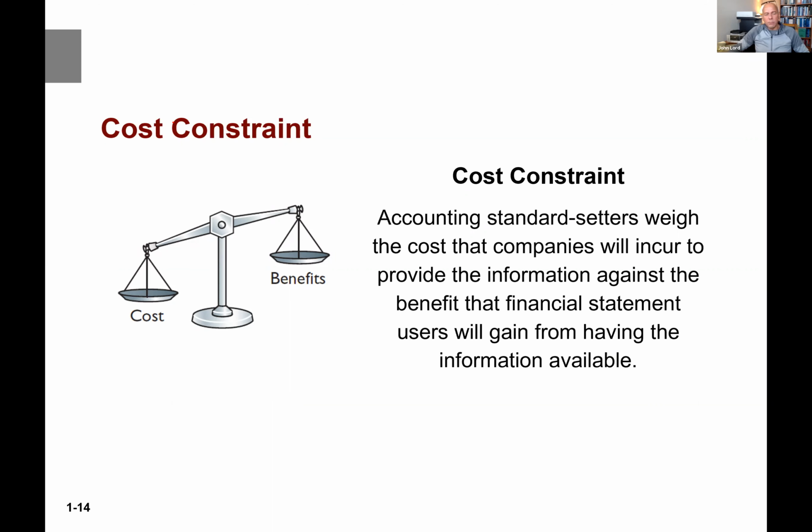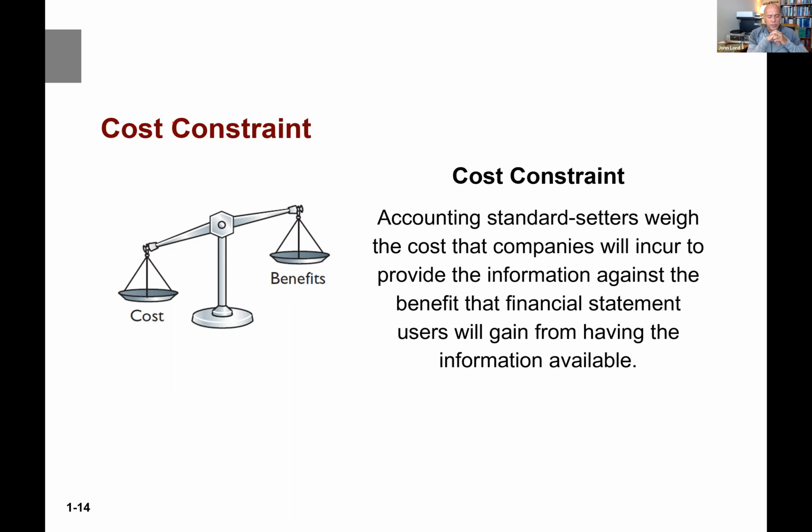And when they're making their decisions about whether to pass a standard, they ask, is the cost to a company to provide this information more than the benefit that we believe the users, the investors and creditors, will get out of that information? If the answer is yes, the cost is more, or the benefit isn't greater, then they will make a decision not to issue that standard.